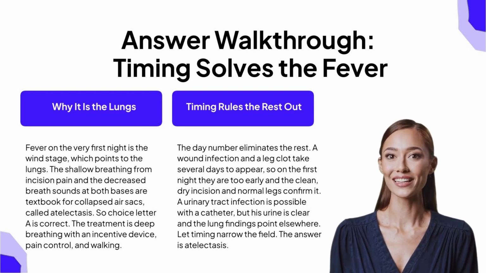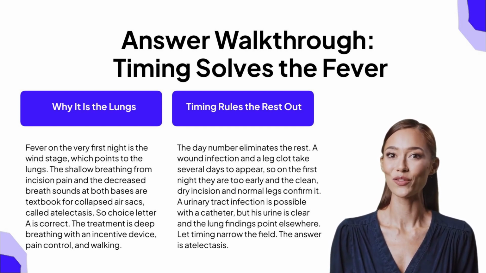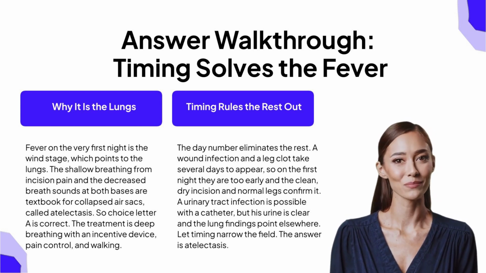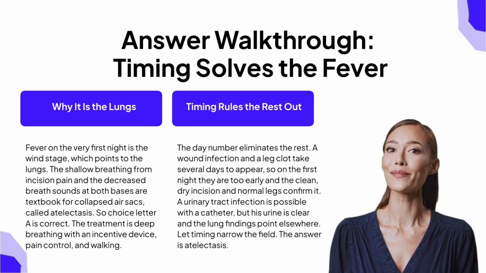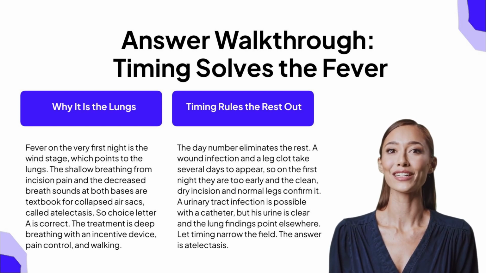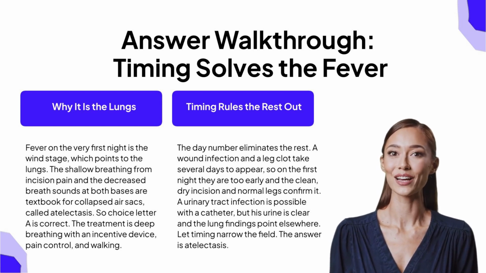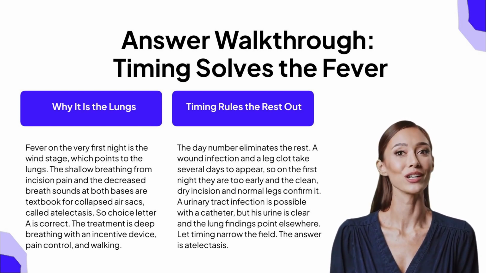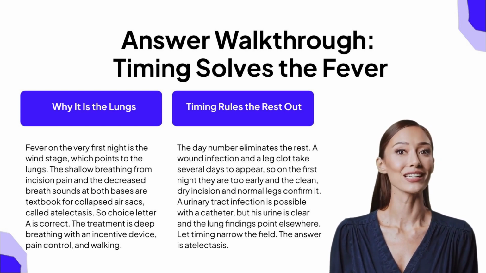A urinary tract infection, choice letter D, is always on the differential when there is a catheter, but his urine is clear and his lung exam clearly points elsewhere. This is the power of the framework. The day number lets you cross off wrong answers fast. The correct answer is atelectasis.